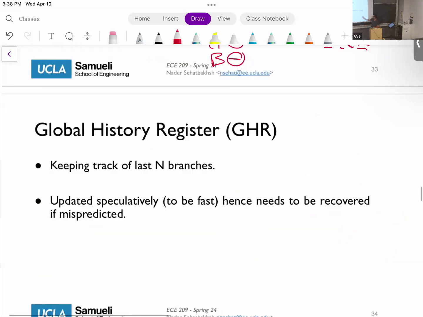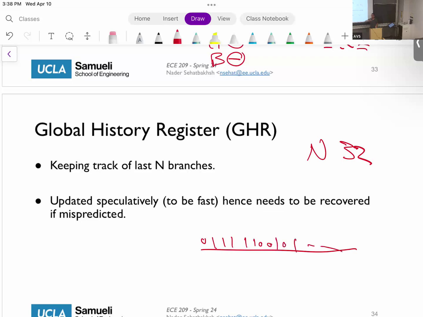So the global one, we usually store it in a register called the Global History Register, GHR. Just think of it as a register of size n, where you store the last n outcomes of the branch. And these are binary values, right? So for example, let's say n is equal to 32. Essentially, you store a 32-bit binary number. It's something like this, okay?